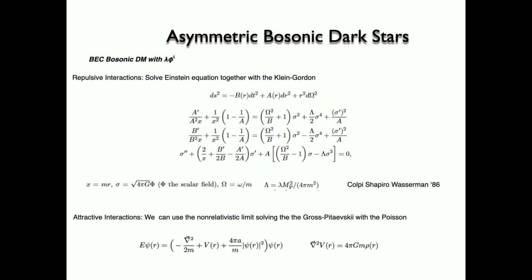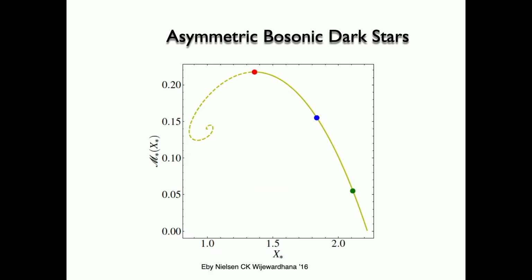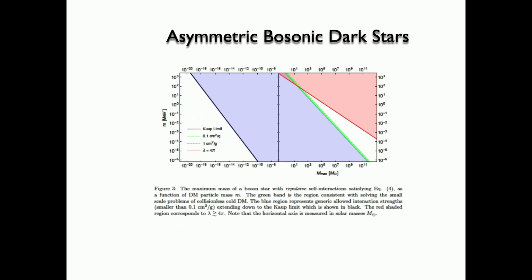Okay, now the same thing can happen. One can do the same thing also with bosonic stars. Okay, so this has been done already in the past by Colpi, Shapiro and Wasserman in this seminal paper in '86. So you can solve basically Einstein's equation together with the Klein-Gordon equation. This is for repulsive interactions. For attractive interactions, one can solve the Gross-Pitaevskii equation together with the Poisson equation. And again, you get something similar. You get the same sort of behavior. There is a maximum mass here. All of these are legitimate solutions. All of these here are unstable solutions, okay? The picture is the same. Of course, the parameters are different.